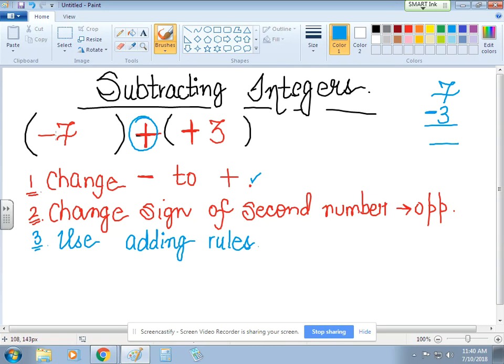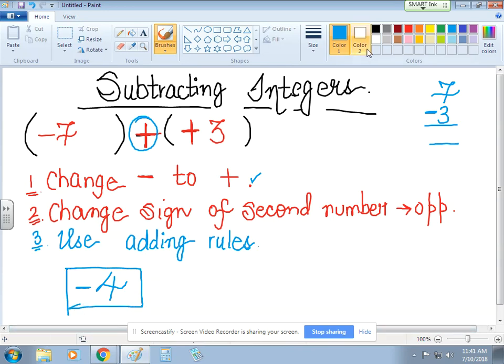In addition, when one is negative and the other is positive, we always subtract. We keep the sign of the bigger number. So let us subtract 7 and 3. 7 minus 3 is 4. So my answer can be 4, but then we also look at the sign of the bigger number. The sign of the bigger number is negative, so my answer is going to be -4.